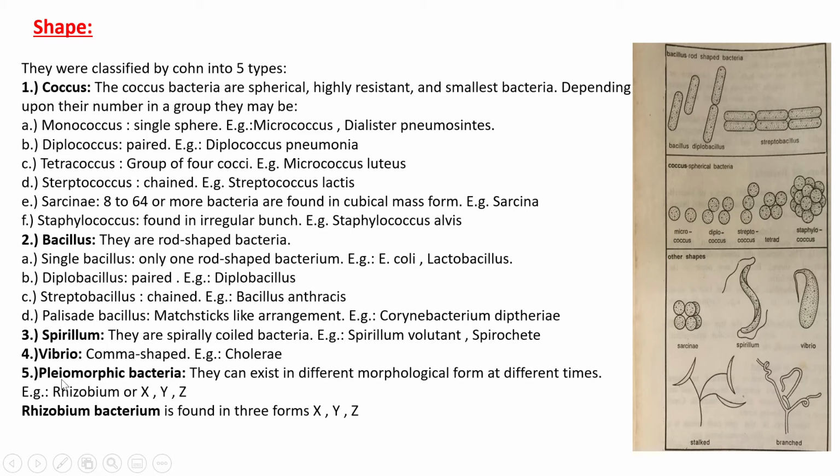And the fifth type is pleomorphic bacteria. They can exist in different morphological forms at different times. For example, Rhizobium. It can be found in 3 forms, X, Y, and Z. They are pleomorphic. They have different morphological forms. So this is all about the shape of bacteria.